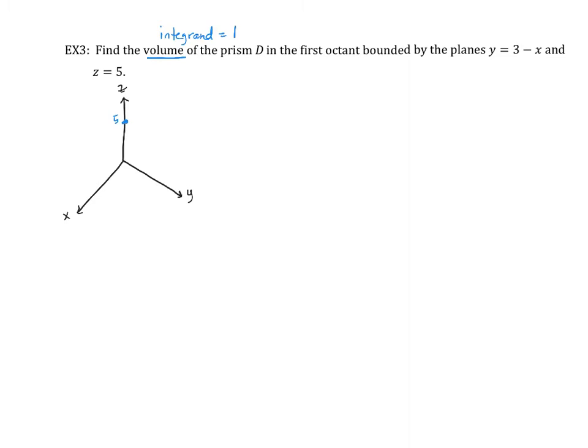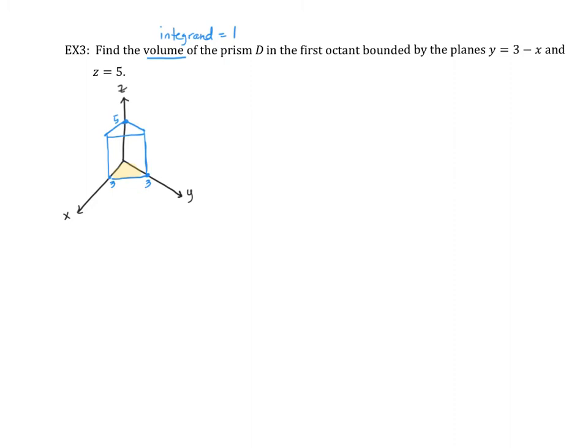When x is 0, y is 3. When y is 0, x is 3. So it's this vertical plane coming up. And then we have our prism. I have my sad looking prism. Okay, that's better. So geometrically, what you do to compute the volume of this prism is you would take the base, which in this case the base is this triangular region in the xy plane.